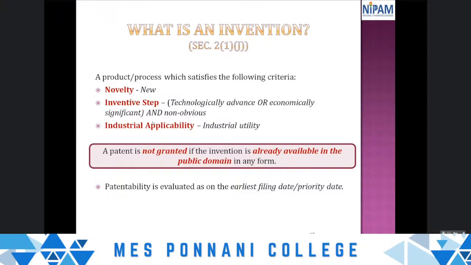Non-obviousness means that it should be something which cannot be easily thought of by a person who is skilled in that particular art or skilled in that particular field. Then the third feature is quite straightforward, industrial applicability. It means that it should have some industrial or practical utility.